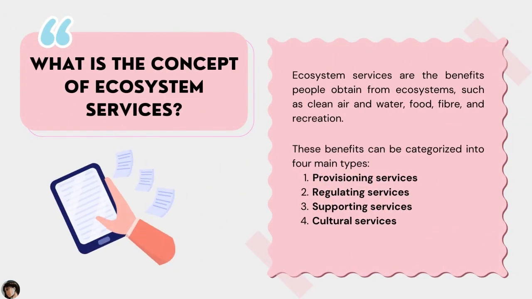What is the concept of ecosystem services? Ecosystem services are the benefits people obtain from ecosystems, such as clean air and water, food, fiber, and nutrition. These benefits can be categorized into four main types. First, provisioning services, for example wood production, non-timber forest products such as honey, fruits, medicinal plants, fisheries, and aquaculture. For regulating services, watershed protection, air quality regulation, and microclimate regulation. For supporting services, nutrient cycling and soil formation. And the last one is cultural services, for example educational uses, recreational uses, and cultural uses.